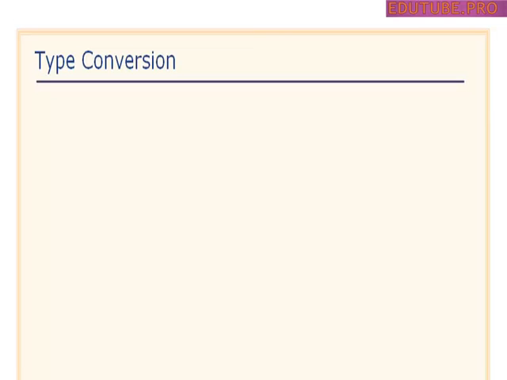Welcome to Type Conversion Part 2. Now in Part 1 I kind of laid the basics out for why we need type conversion, kind of how it happens in C++, and in this video, Part 2, I want to dig just a little deeper. Now in C++ there are two main kinds of type conversion that we can have.